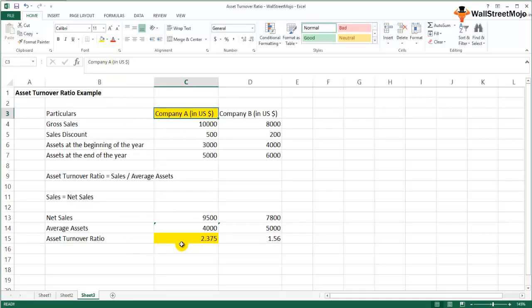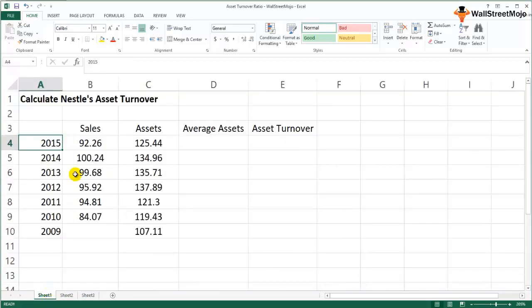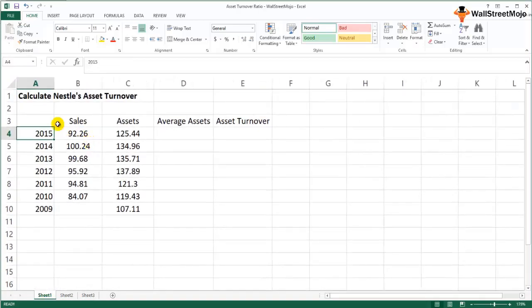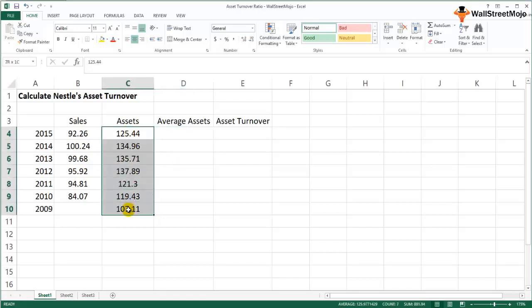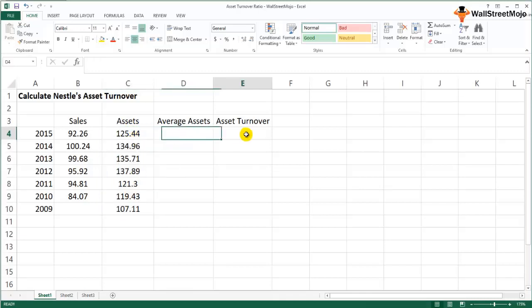Now I would like to take another example, which is of Nestle's. All right, and you want to calculate the Nestle's average asset turnover, which I will do very quickly. So I've pulled this data from Nestle's annual reports, and it provides the data from 2010 till 2015, and we also have the asset side, so that we can calculate the average assets. So let me quickly calculate the average assets for this beginning and ending asset numbers which are provided here, so that we can calculate the asset turnover of Nestle and see what that number is.